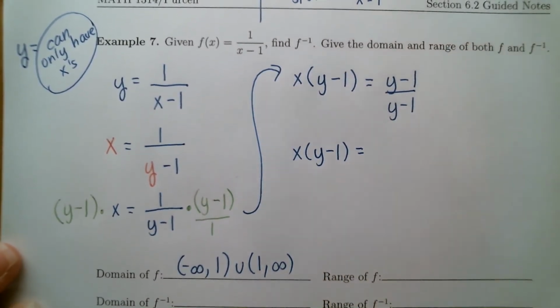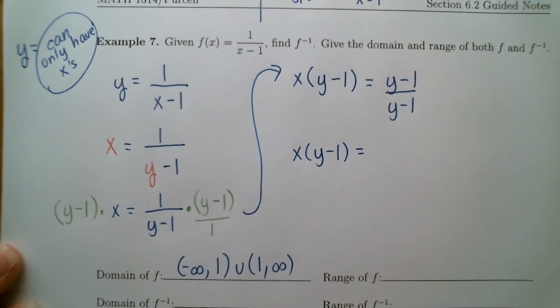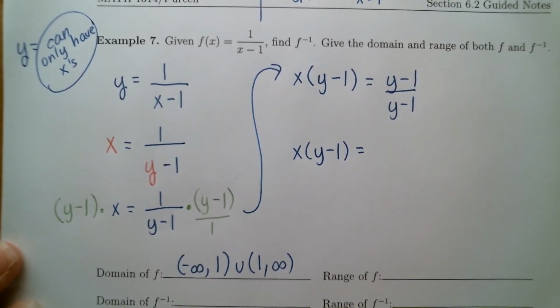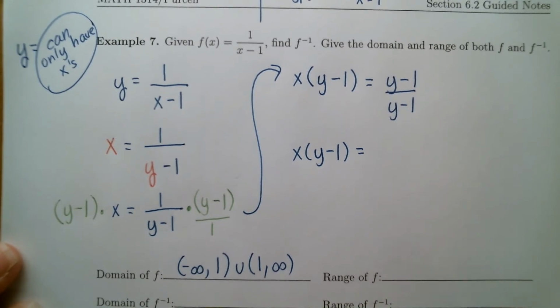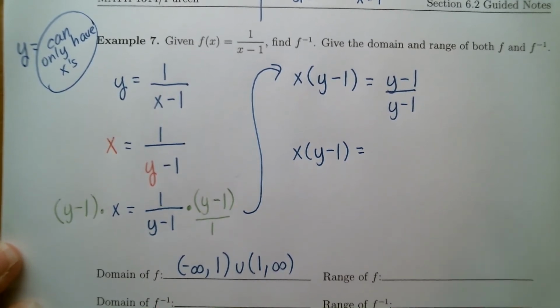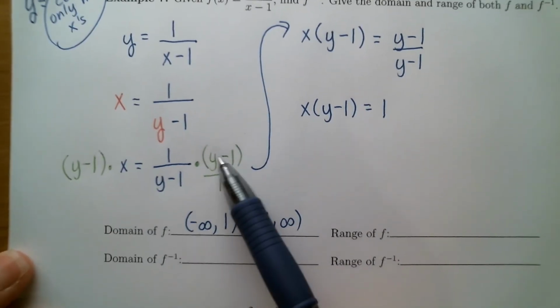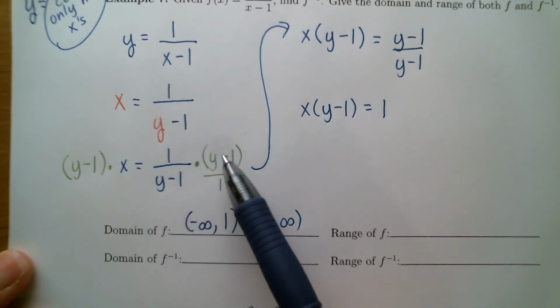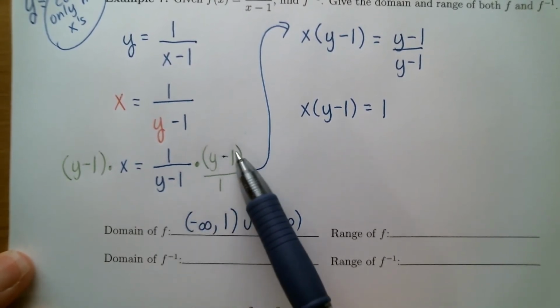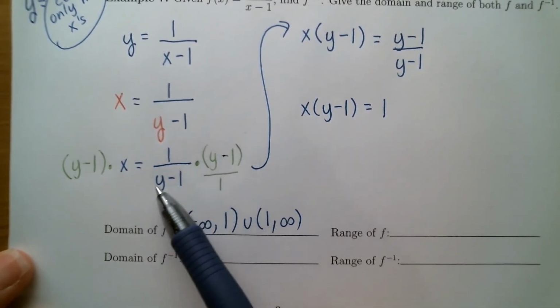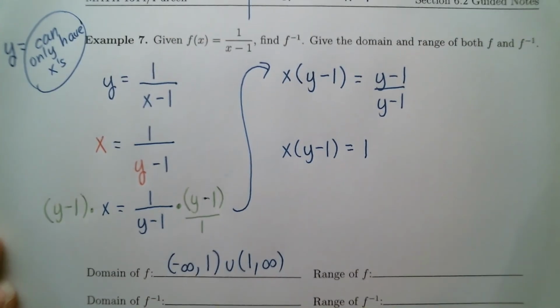In the next step, let's look at this right side. I have y minus 1 divided by y minus 1. Anything divided by itself is 1. Think about if you just had a number: 4 divided by 4 is 1. Anytime you divide something by itself, it's 1. And that's what I was saying over here. If you multiplied by y minus 1 over here, you'd have y minus 1 in the top and y minus 1 in the bottom, and they would cancel, and they're going to leave you with 1.